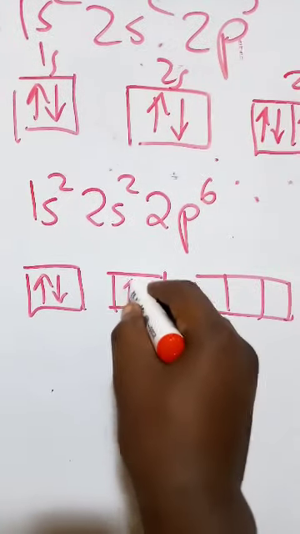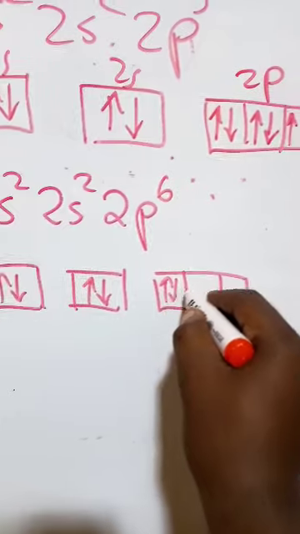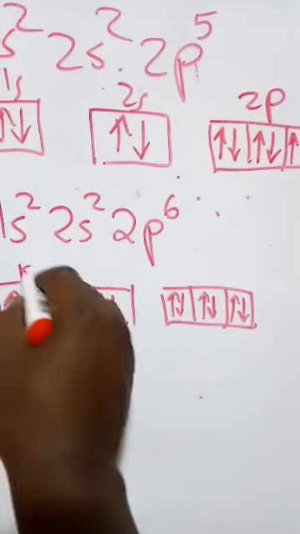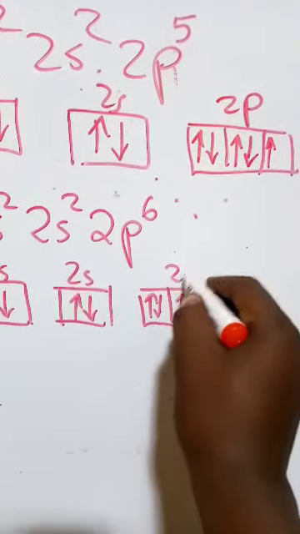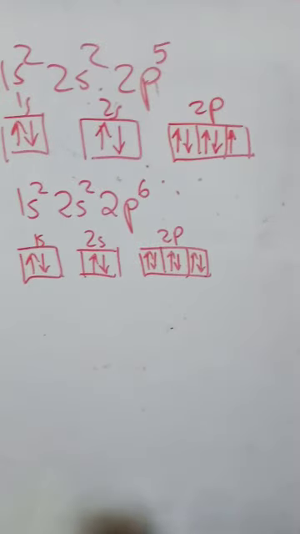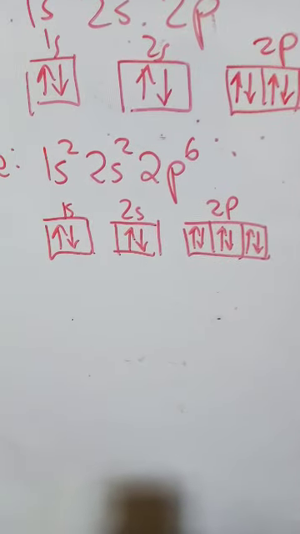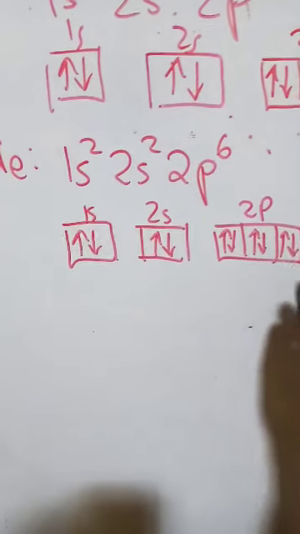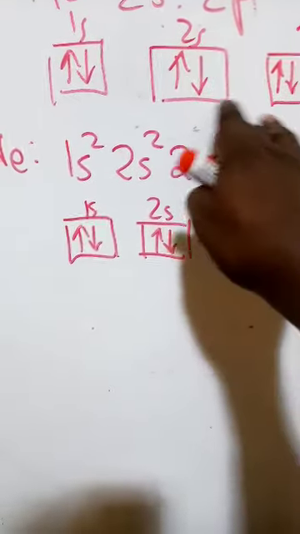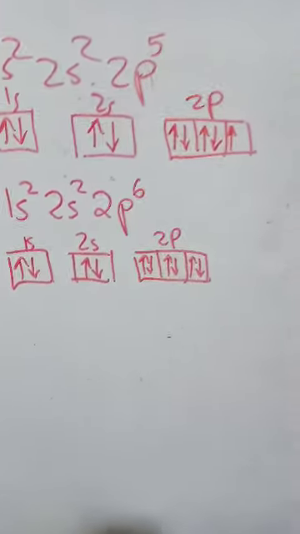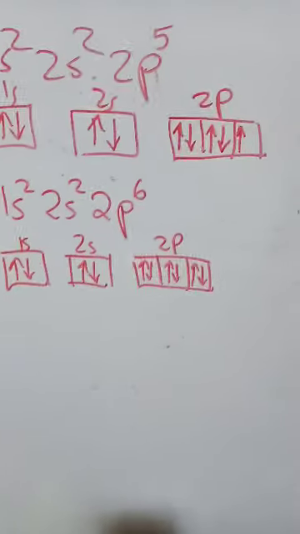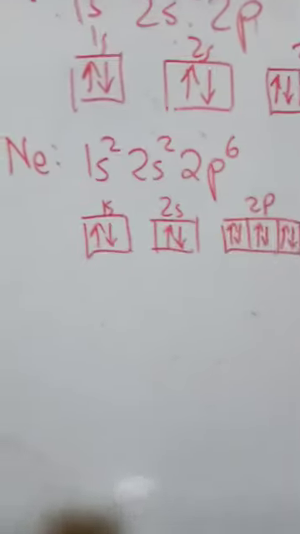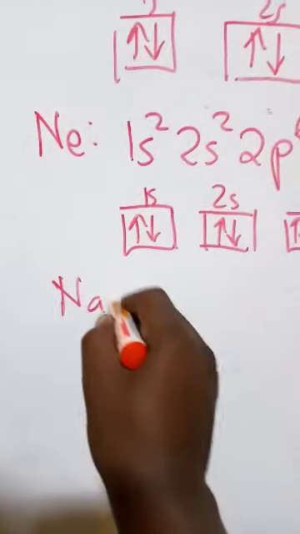Then we have the orbital diagram for neon. So we have the 1s, 2s, then this is the 2p orbital. So we can see now that the 2p orbital is filled up. So this means that this atom is stable. There are no unpaired electrons. All the electrons are paired. So it has reached its completely filled up. So the next is sodium with 11.